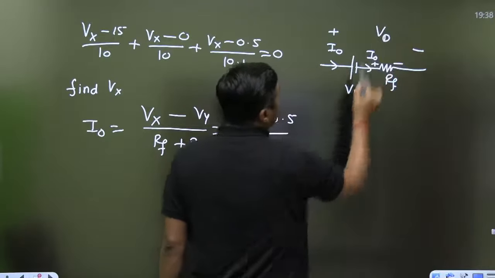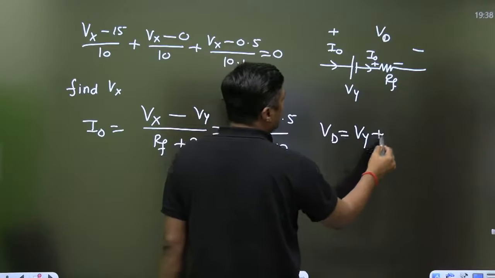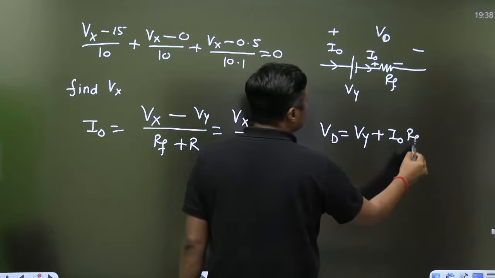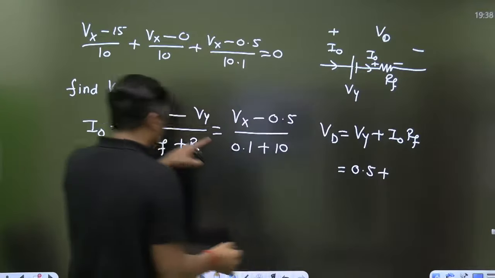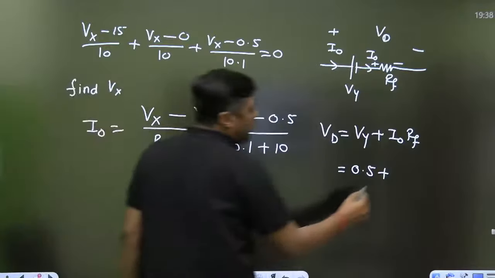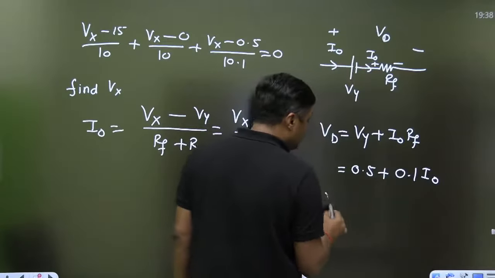VD. This VD is given by V gamma plus what? I naught into Rf. What is the V gamma? 0.5. What is the I naught? From this you have to calculate the I naught. And what is the Rf? 0.1 I naught. Check the drop.